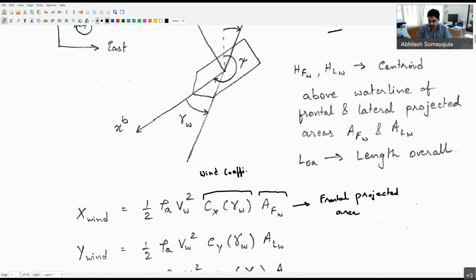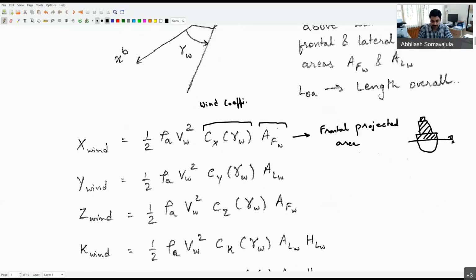So if I look at a hull form like this, which is floating, let's say here, and some superstructure is there, let's say something like that. Then I'm talking about this area above the waterline, which is projected onto the XY plane. Okay, that is the frontal projected wind area. Okay, and I represent that using the convention AFW.